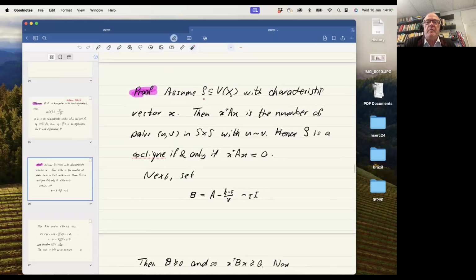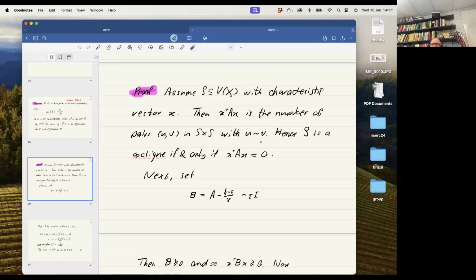So I'm going to take a subset S of the vertices with characteristic vector X, and this is going to be a co-clique. Now, the first thing to notice is that when you compute X transpose AX, it's the number of pairs of vertices UV in S times S where U and V are adjacent. Okay, so X is a 0, 1 vector, and so basically you're summing the entries in a block of A. You look at the entries of A that are indexed by elements of S.